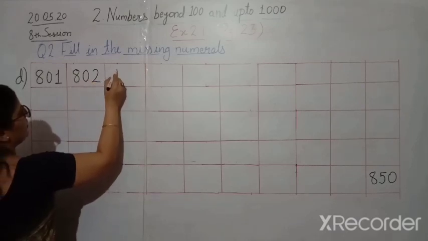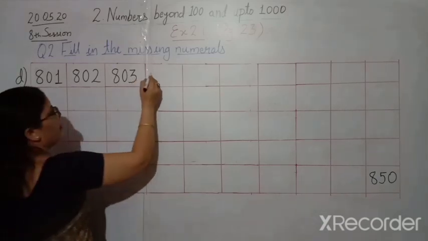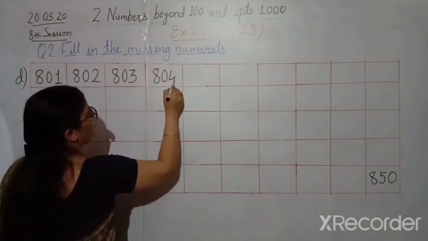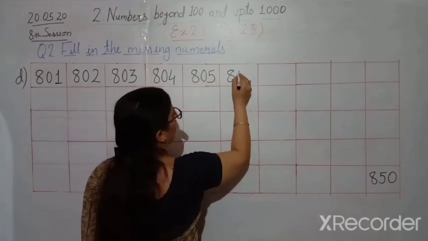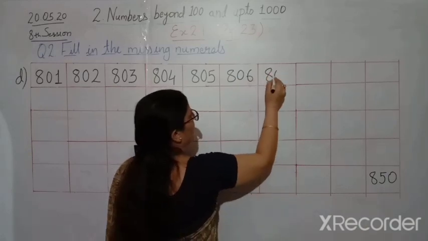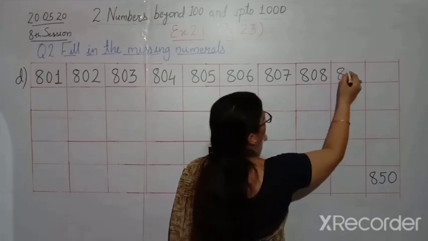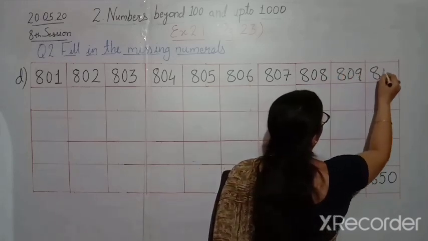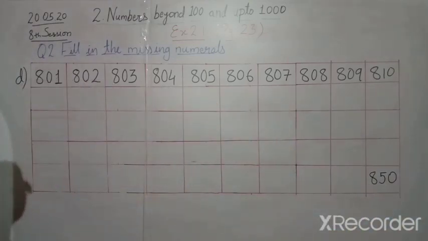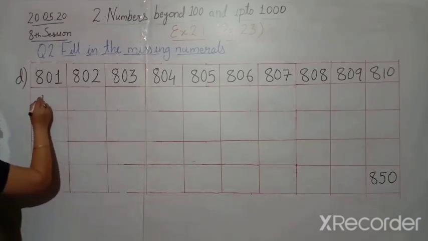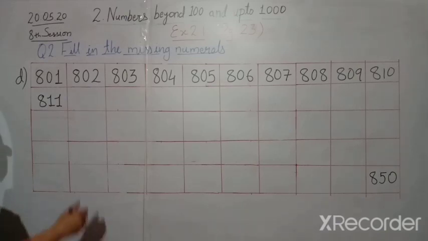802, then 803, then 804, 805, 806, 807, 808, 809 and 810. First line is done. Now what will come after 810? 811. The next number is 811. Now continue.